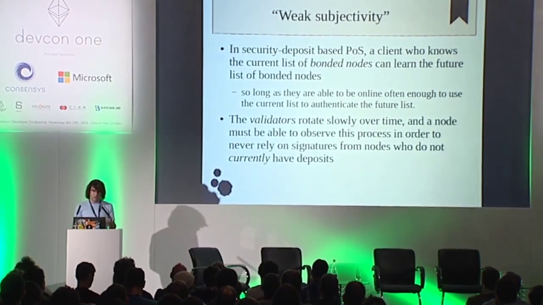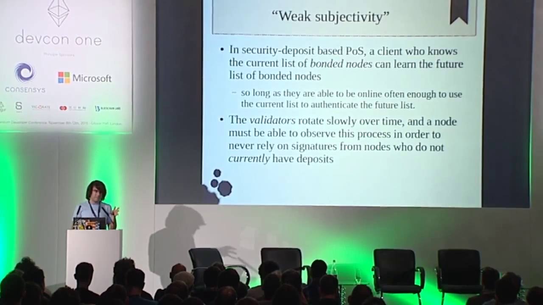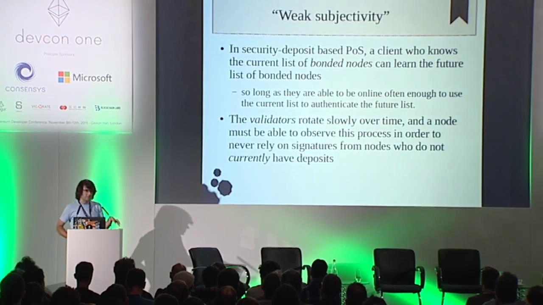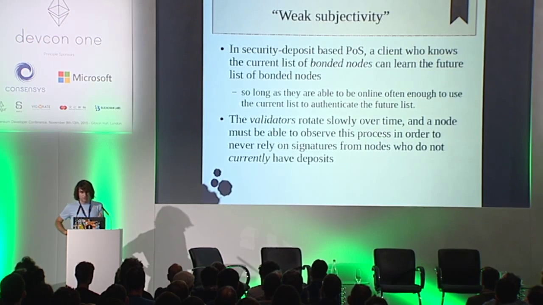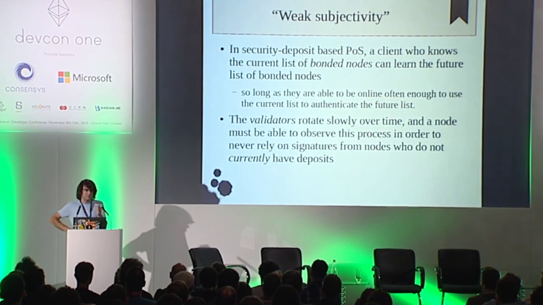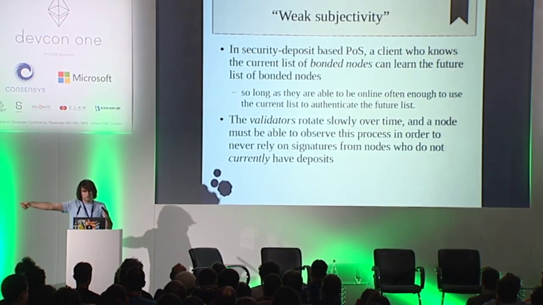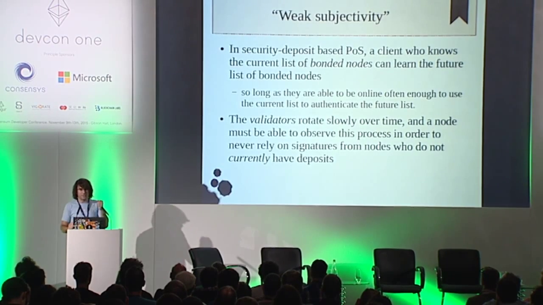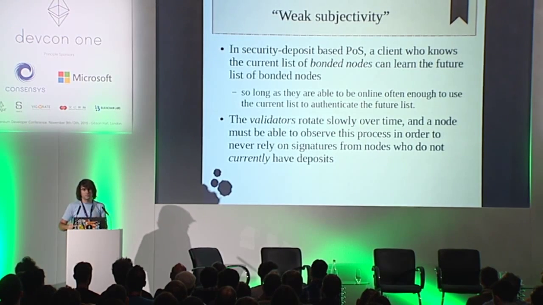So the validators rotate over time. The set of validators today is not going to be the same as the set of validators in 2 years. So if you come online in 2 years knowing only the list of the validators today, you're not going to be able to synchronize with the consensus. But if you come online regularly enough to watch the validators rotate, then you can use the fact that you know who's bonded today to learn who's bonded in the future at every step, using the economic assurance that if these people were lying to you, they would lose their security deposits.